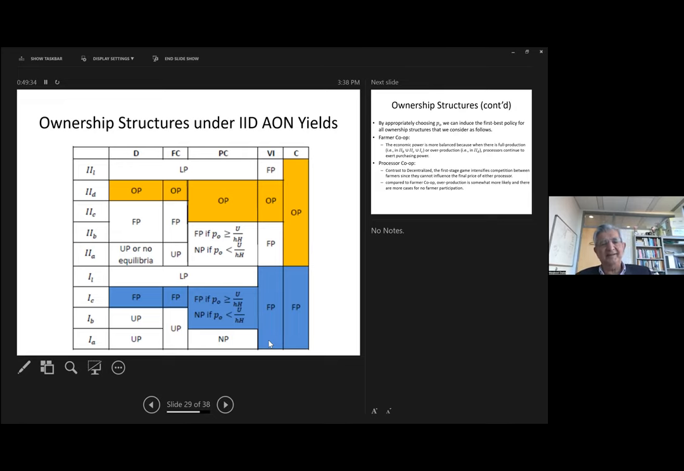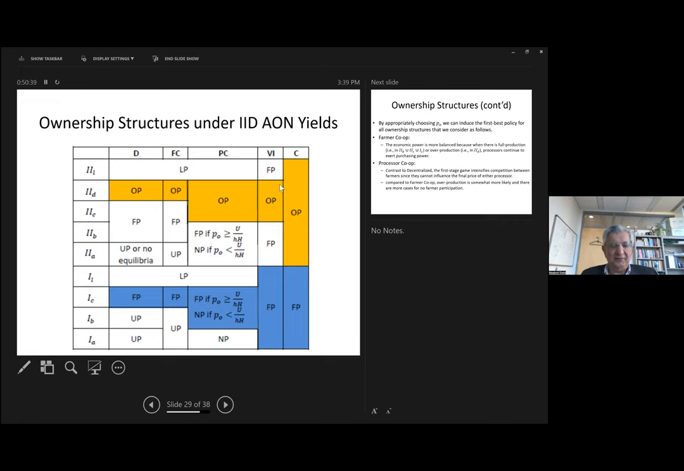So we also look at different ownership structures, as I mentioned. Roughly speaking, the way this is organized is, for the same parameter set, D stands for decentralized, FC is farmers' co-op, then processors' co-op, the vertically integrated channels, competition, and the centralized solution. So roughly speaking, prices go up if you go this way. But the important thing is that the centralized solution, which is first best, is either to do overproduction or to do full production. It just is. But more importantly, you can always choose a price such that you achieve first best in all of these five structures.